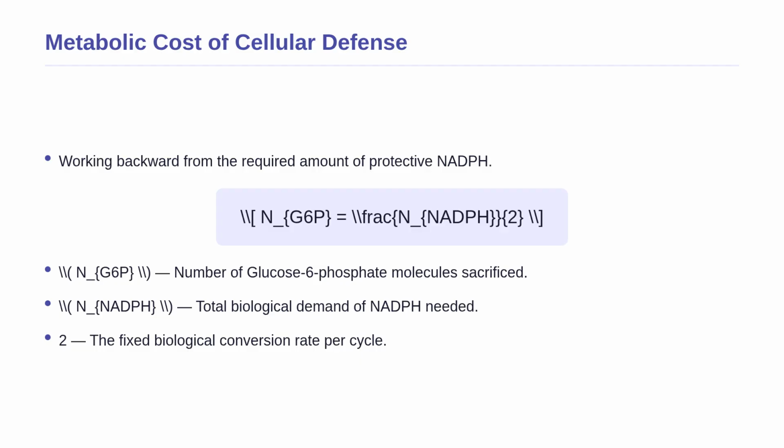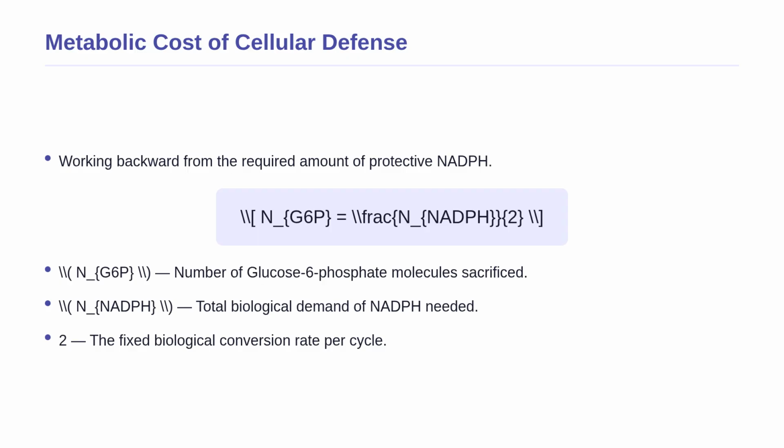This interconnectedness leads us to another critical calculation, determining the metabolic cost of cellular defense. Sometimes a cell is under attack and needs NADPH immediately. In this formula, we work backward. The numerator represents the total biological demand of NADPH needed to fight off oxidative stress. The denominator represents the fixed biological conversion rate, which, as we saw earlier, is 2 NADPH molecules produced for every 1 glucose 6-phosphate molecule consumed.